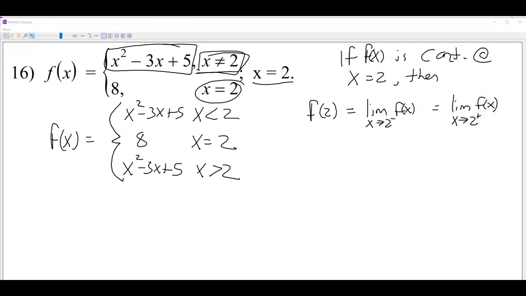All right. So let's first of all find f of x, where x equals 2. Now that's going to be here, which is 8. So this piece right here is 8.